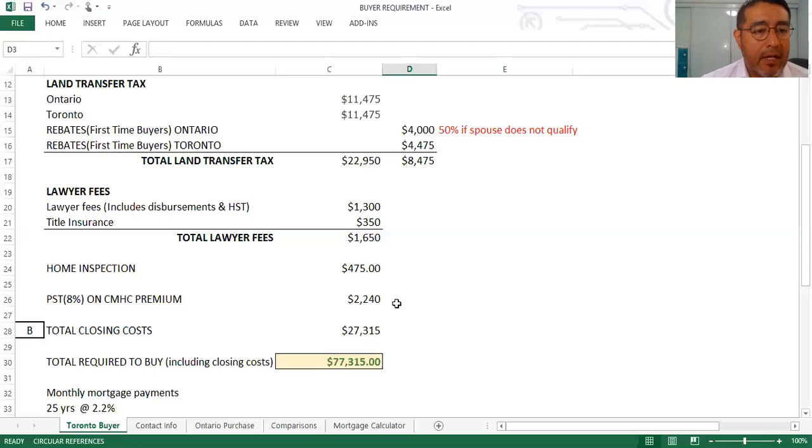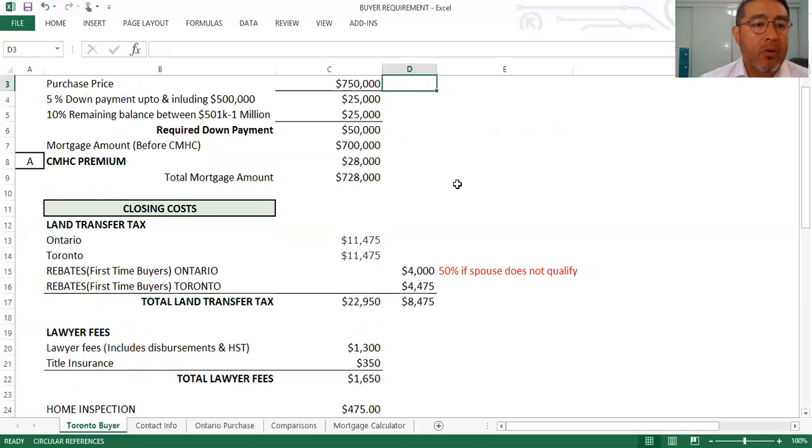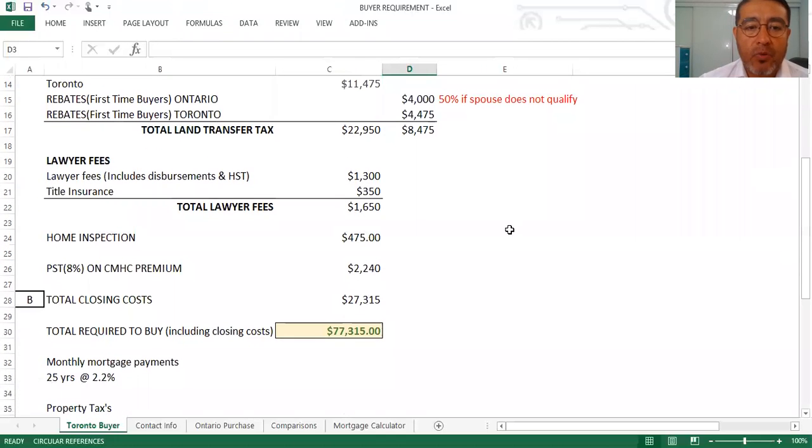The other fee here is one that is often missed, and this is the tax on the CMHC premium that we had earlier. So going back up here, what was it? It was $28,000 was the premium that was added to the mortgage. But on that $28,000, there was an 8% provincial tax that was charged, and this amount is not added to the mortgage. So it's something that you're going to have to pay out of pocket.